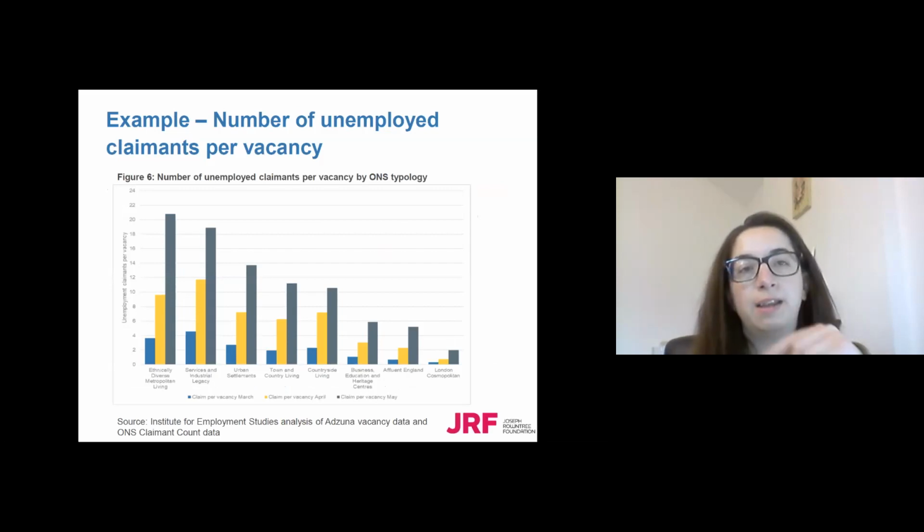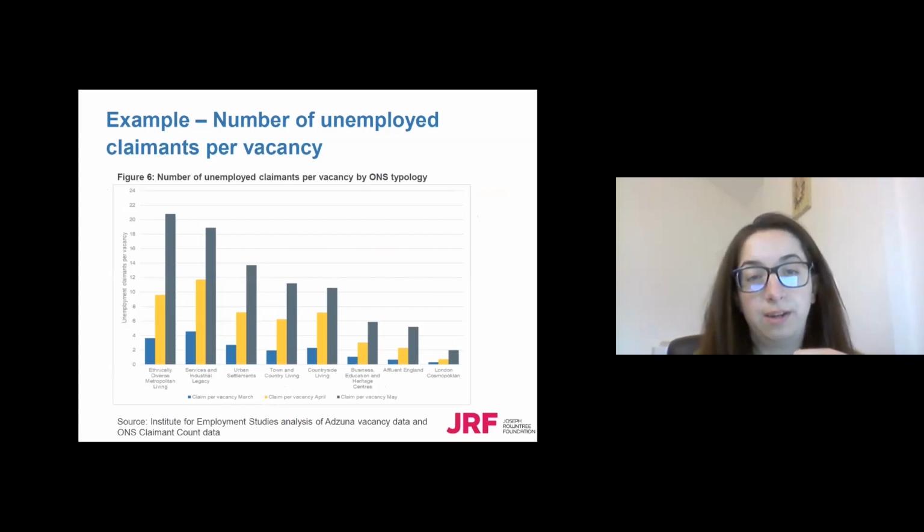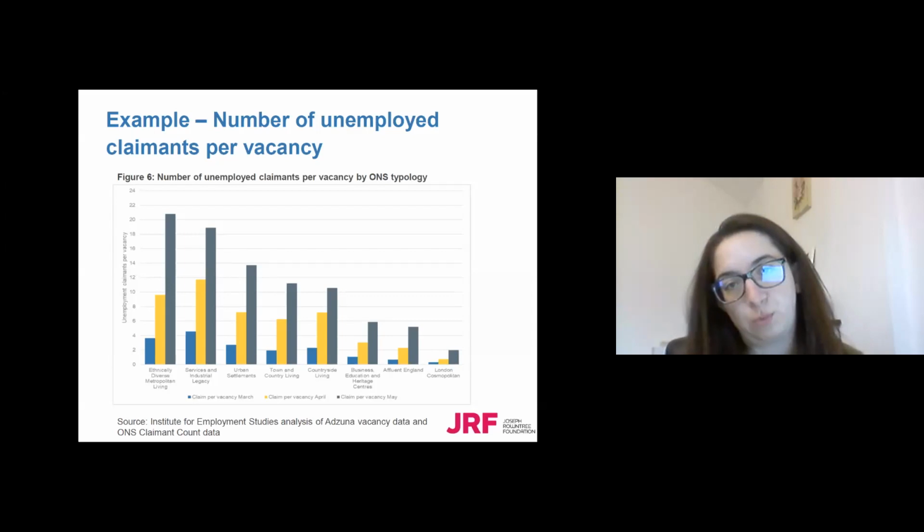Next slide, please. So here again, as an example, I'm showing you the number of unemployed claimants per vacancy by ONS typology. So we can see here how outer London and other metropolitan areas, as well as old industrial legacy areas, were the ones that were affected the most by the crisis when it comes to not only fewer vacancies advertised, but higher unemployment levels as well.